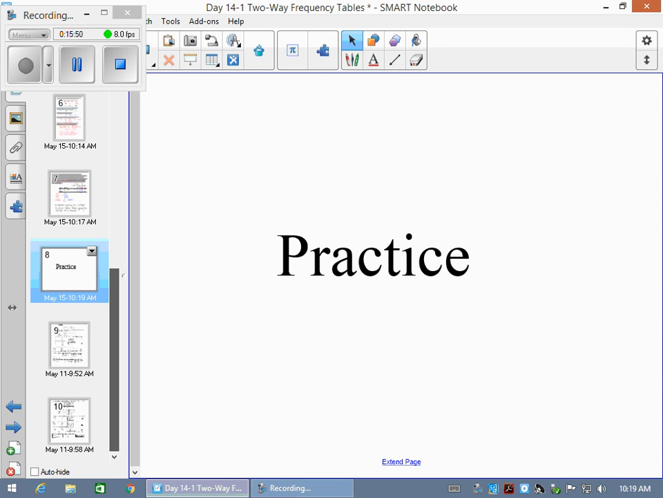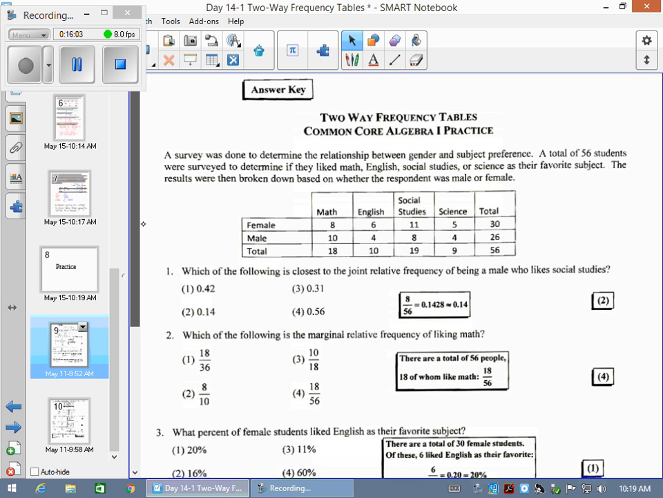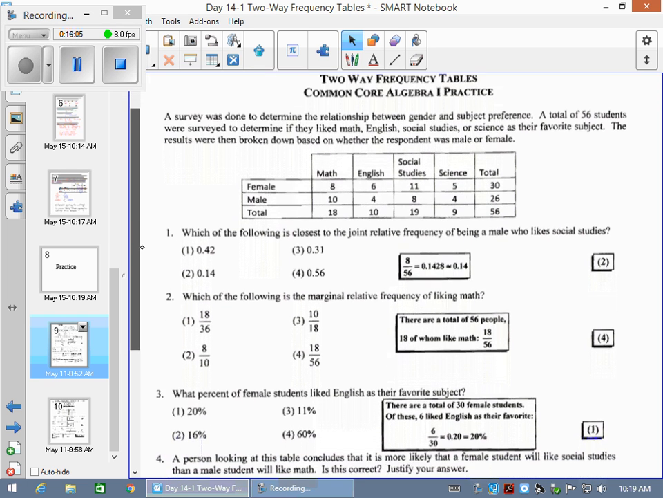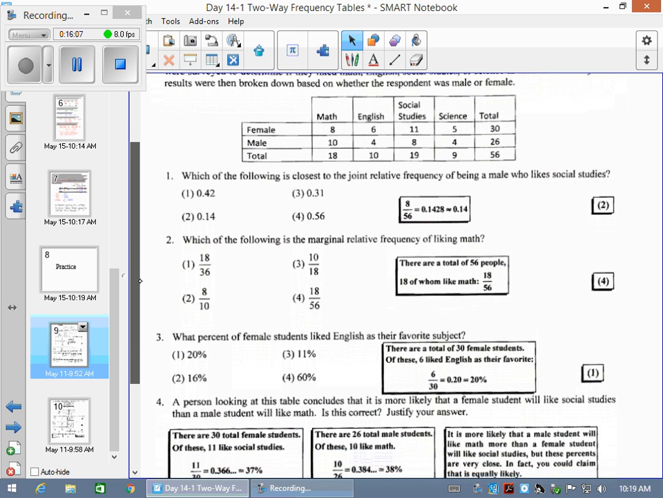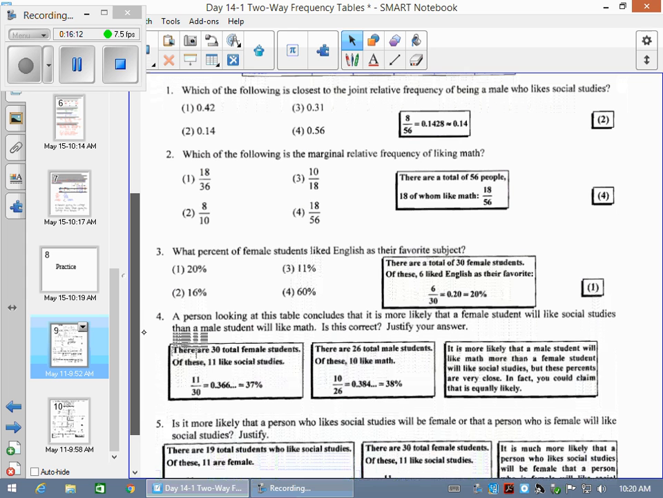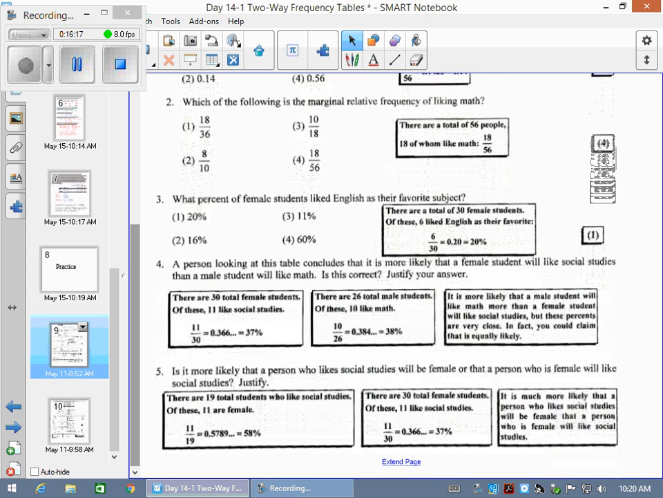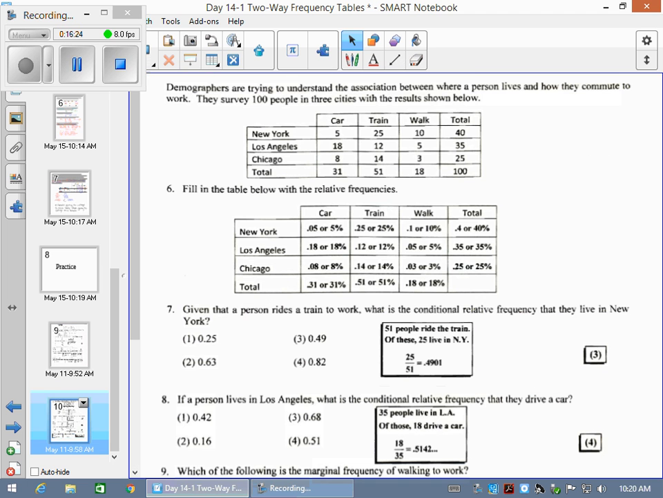Okay, so here is the first page answer key. So I'm just going to scroll through it, take a minute to check your work. And here's the second page. And at any point, if you need to go back, just pause the video and look at the answer key so you can check over all of your work.